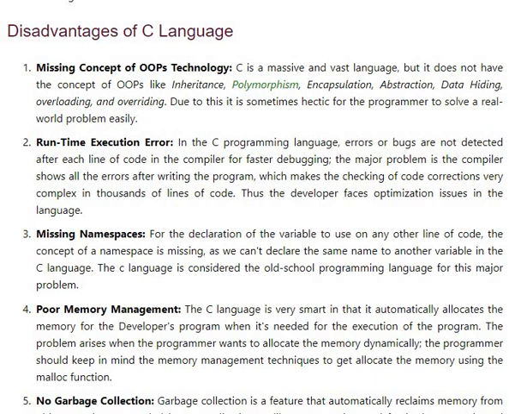Runtime checking. In the C programming language, the errors are not detected after each line of code. The compiler shows all the errors after writing the program. And the concept of namespace: C does not implement the concept of namespaces. A namespace is structured as a chain of commands to allow the reuse of names in different contexts. Without namespaces, we cannot declare two variables of the same name.